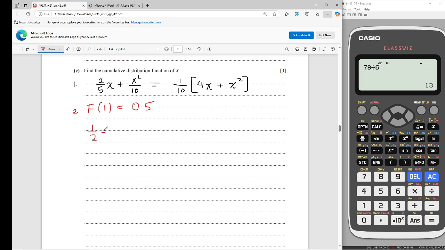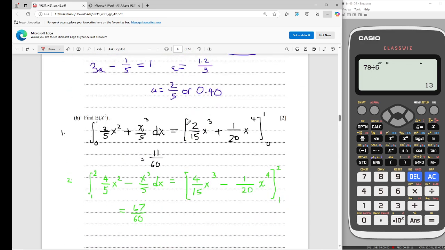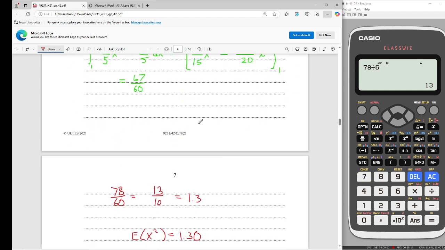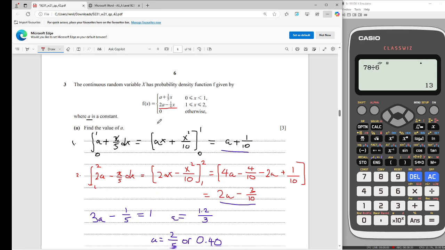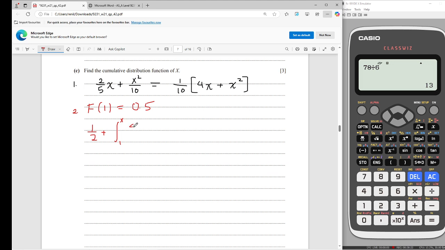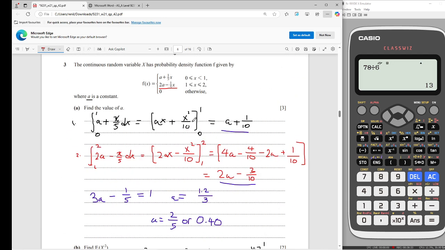So 1 by 2 plus the integral of, so our upper limit becomes x, our lower limit becomes the one we had before. And we're going to integrate the second function here. 2a will be 4 by 5, minus x by 5. Okay, so when we integrated in terms of a, we got this right here with different limits. This is before we substitute the limits, so it's going to be fine.